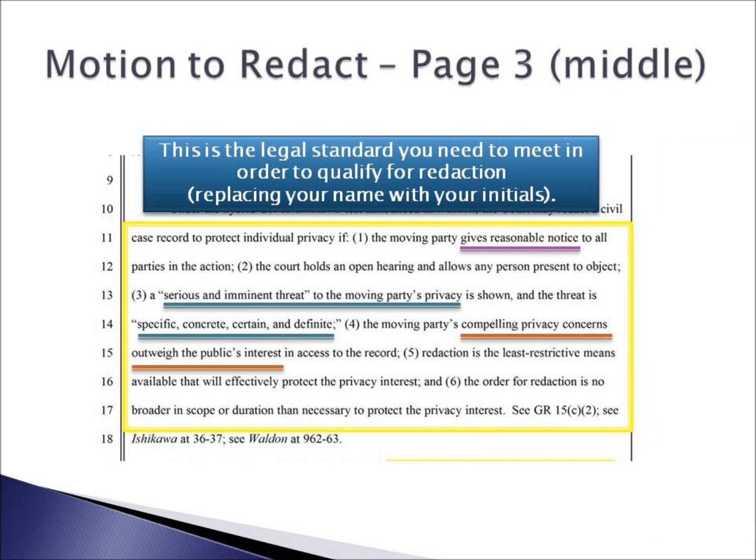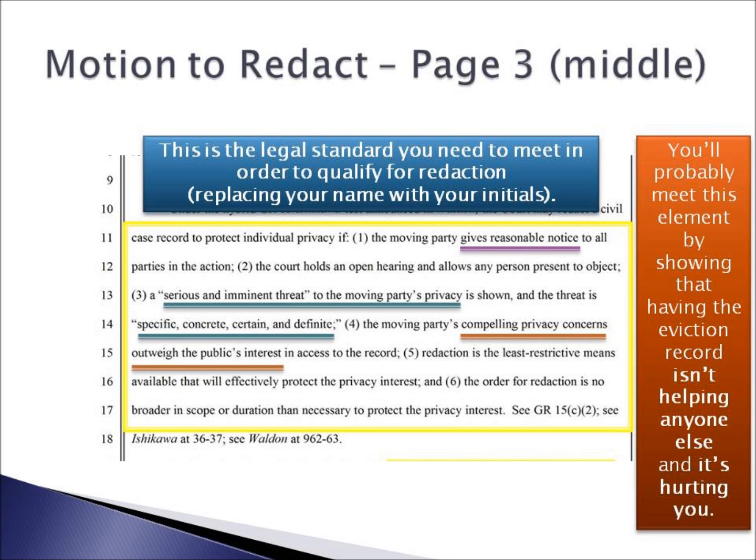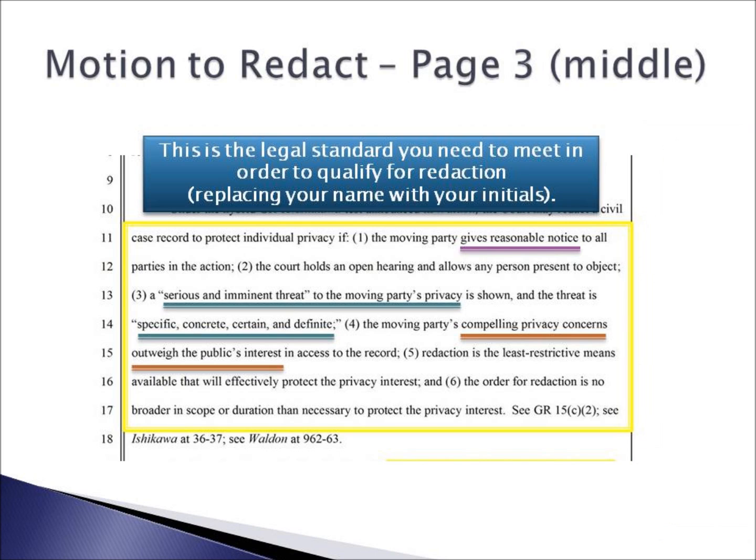The fourth element is a balancing test, your needs against the needs of society. You'll meet this element if you can show that allowing the public to find this unlawful detainer action by searching for your name and having this eviction show up on your record really isn't helping anyone. For instance, it doesn't really tell a prospective landlord whether or not you'll be a good tenant. Also, showing that it hurts you a lot can tip the balance in favor of redaction.